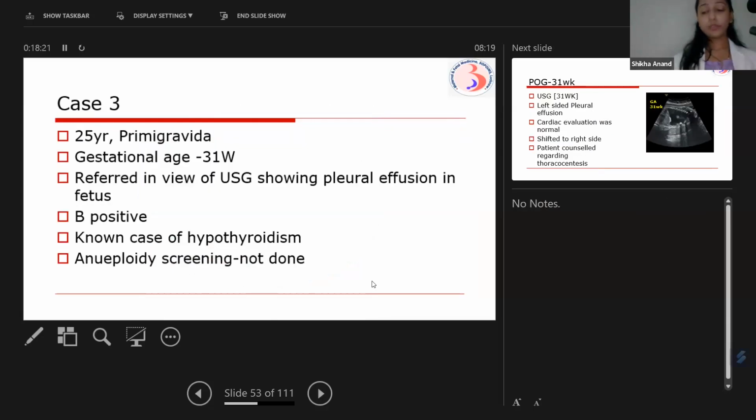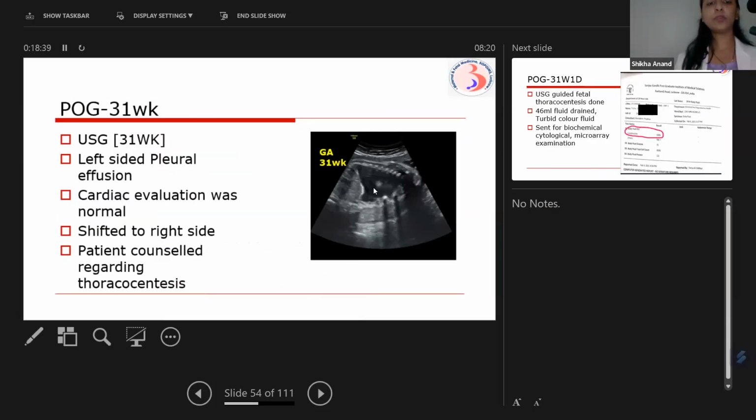A 25-year-old primigravida presented at 31 weeks in our department with ultrasound showing pleural effusion in the fetus. Her blood group was B positive. She was a known case of hypothyroidism. Aneuploidy screening had not been done in this pregnancy. Ultrasound at our department revealed a left-sided pleural effusion. The cardiac evaluation was normal, but the heart was shifted to the right side.